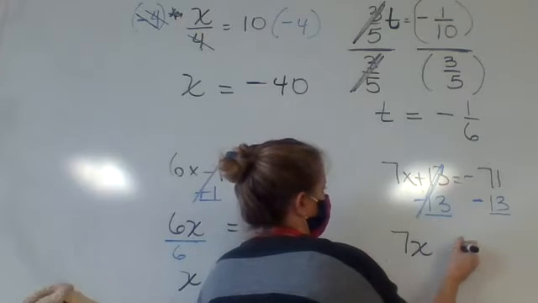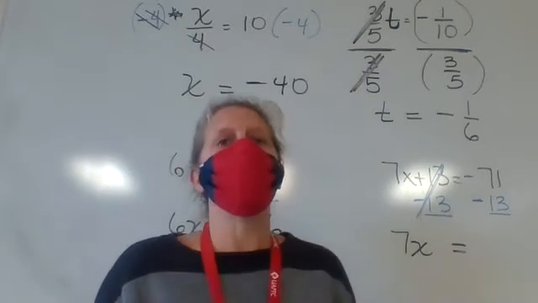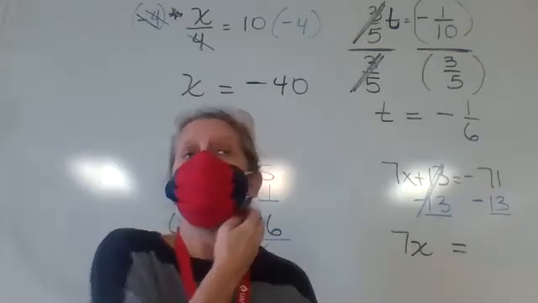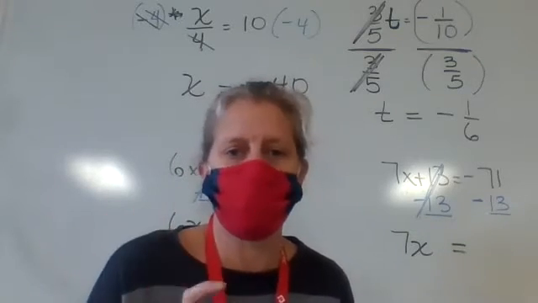Equals 7x equals 84. What kind of 84? Negative 84, because a negative and a negative equals a positive. Now we're adding and subtracting, which means those different sign rules don't come into play.